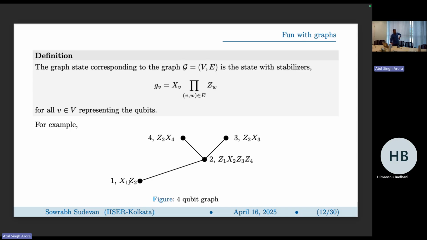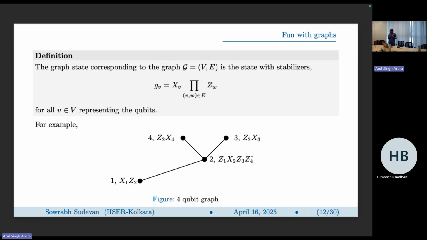If you draw a 4-qubit graph, you're talking about a 4-qubit state. The first stabilizer is given by looking at the first vertex, which is connected to the second vertex. So at the first vertex you put an X, and at the vertex it is connected to, you put Z. That gives you the first stabilizer. Here, 1 is connected to 2, so you have a Z there. Similarly, 2 is connected to 1, so you have a Z at 1. It's connected to 3, so you have a Z at 3. Connected to 4, you have a Z at 4.